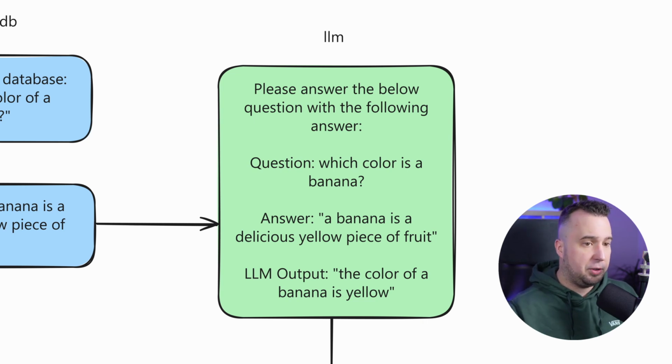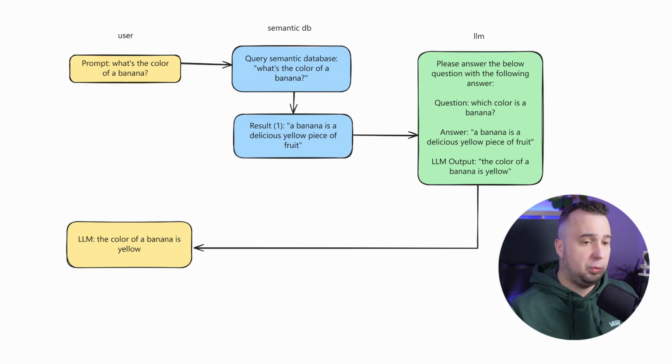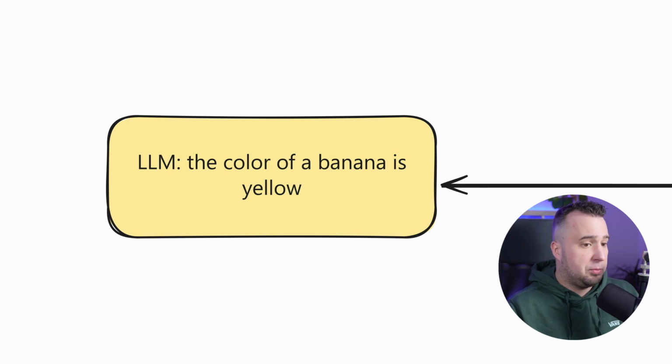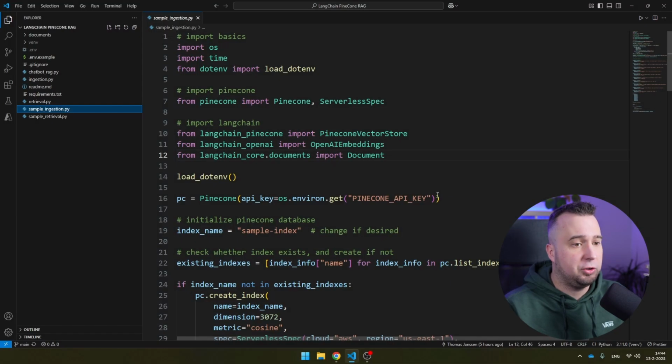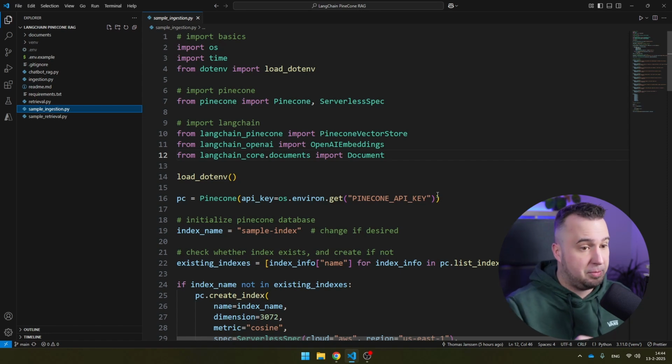Now the large language model is going to use the answer that we are providing it to answer the question that we have just asked it, and the large language model is now going to answer: the color of a banana is yellow. So before starting to build a chatbot, I first want to show you a really simple example of a semantic database, and I also want to show you how the retrieval process works, because the retrieval process is so important.